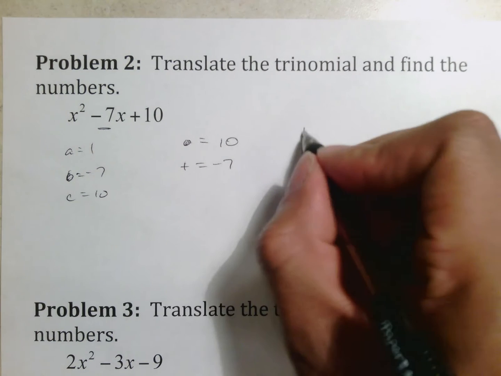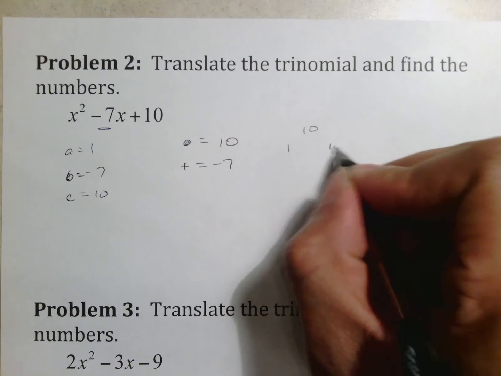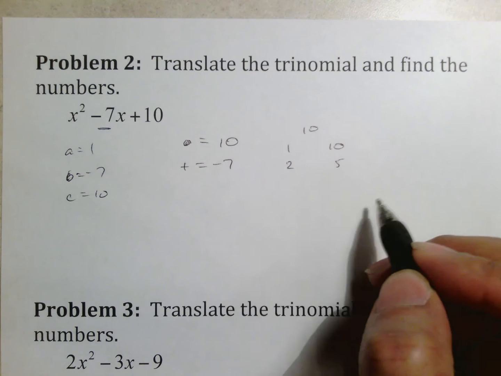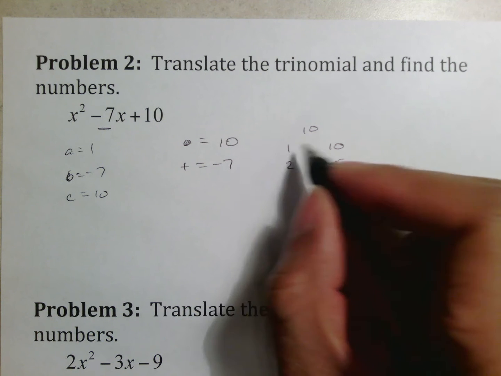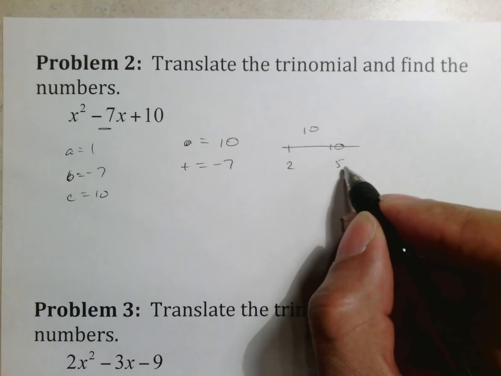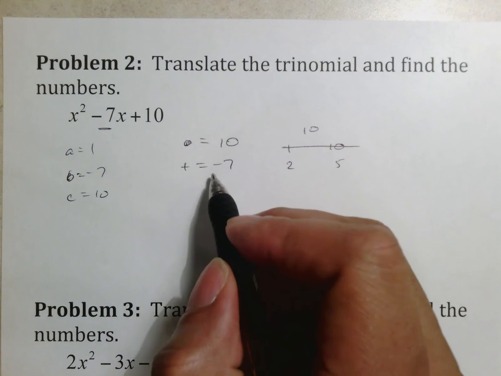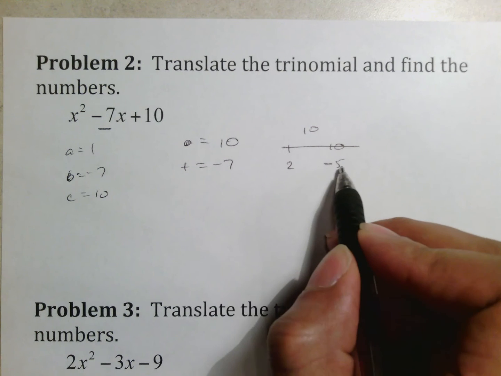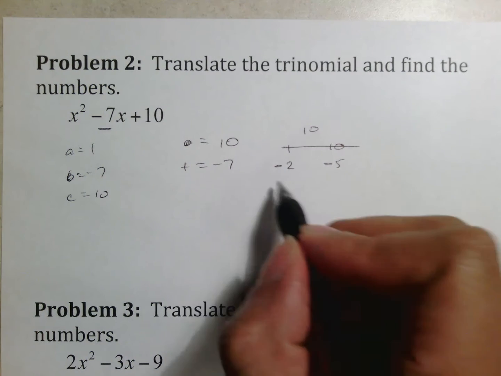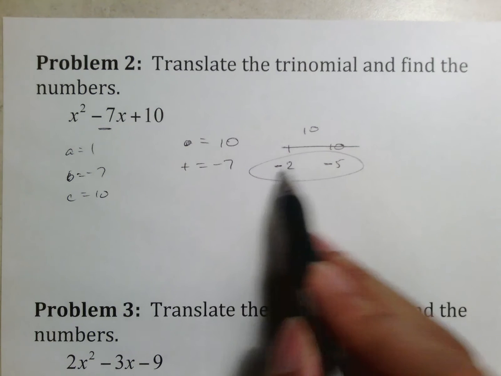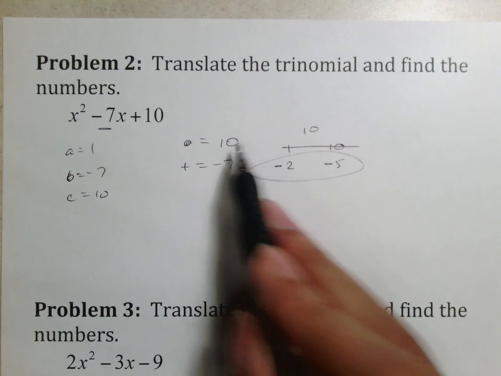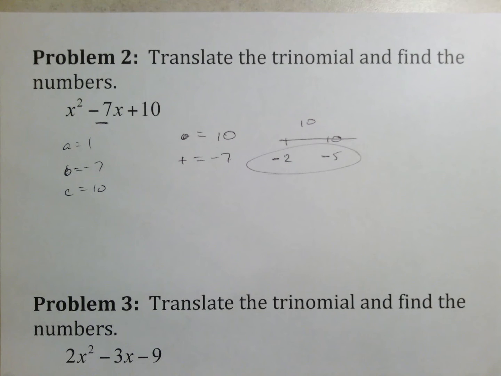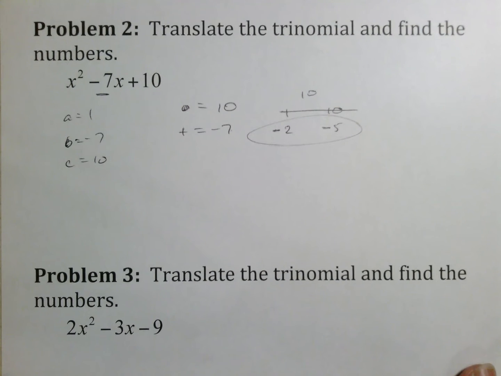So again, make the tree for whatever the multiplication number is. 1 times 10, 2 times 5, 3 doesn't go, 4 doesn't go, and 5 is already there. The only ones that make 7 are here. And now you use your common sense. In order to make a negative 7, the bigger number has to be negative, and the only way you make 7 is if 5 is negative and 2 is also negative. Negative 2 times negative 5 is positive 10. Negative 2 plus negative 5 is negative 7. And that is all.